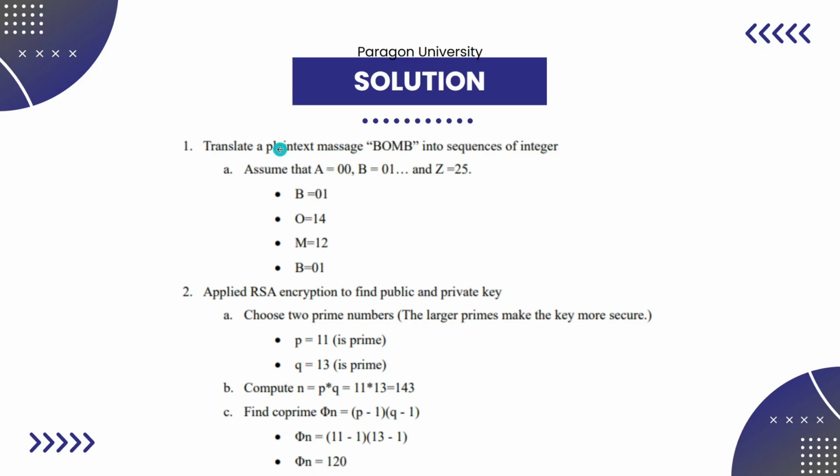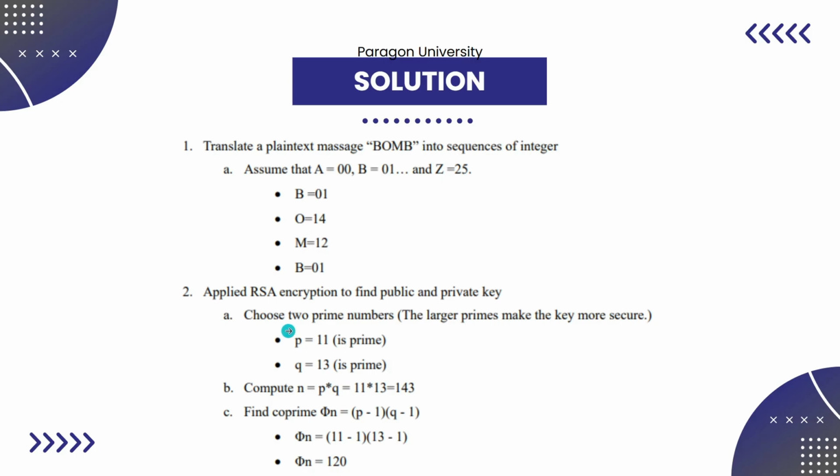So here is the form of the word "bomb" that we converted to a sequence of integers. We can see that B equals 01, O equals 14, M equals 12, and B equals 01 again. So the second step is to apply RSA encryption to find the public and the private key.